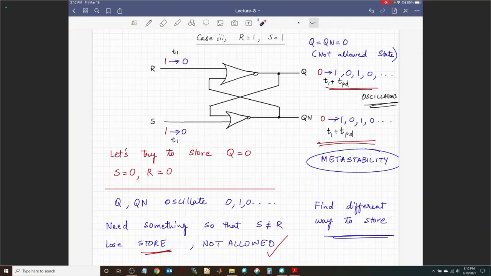Set either S or R to 1. That's right. So you would have to go to one of the stable states, which is set or reset. So you can use these two inputs to go to 1, and you're out of metastability. You don't have that problem anymore. That's exactly right. You can go to one of the stable states and get out of it.